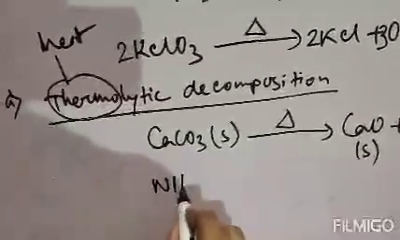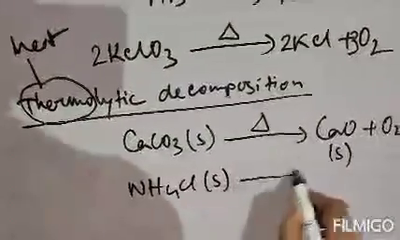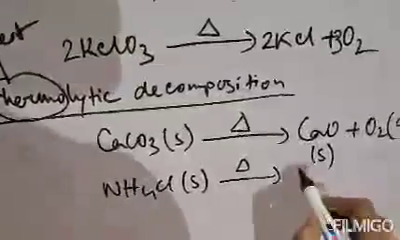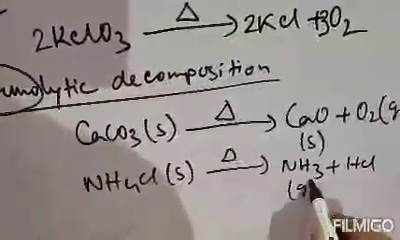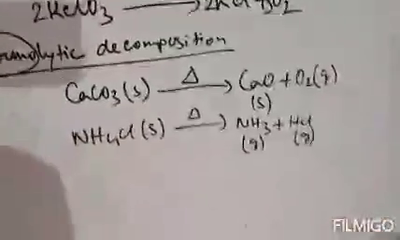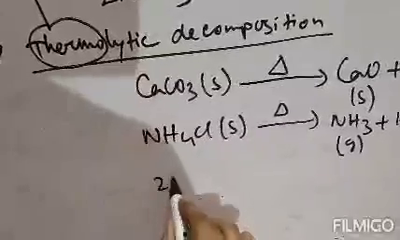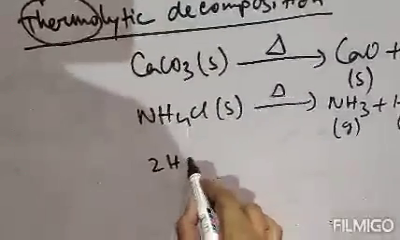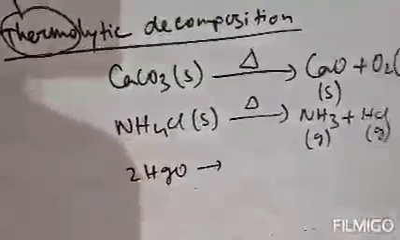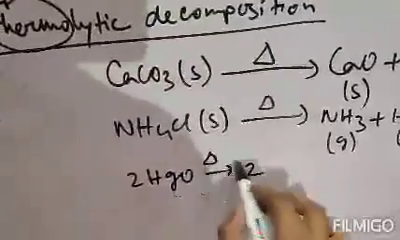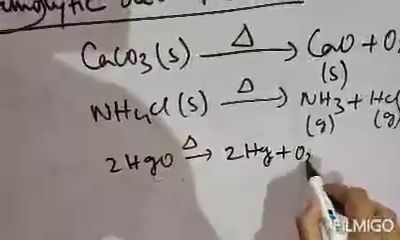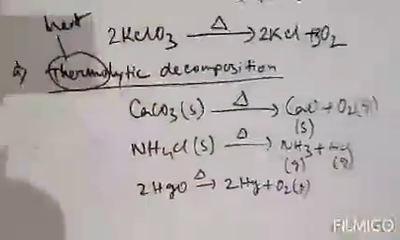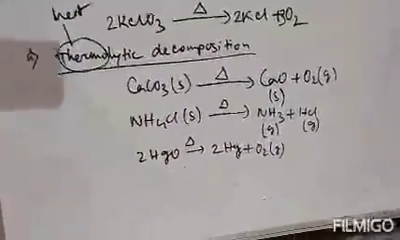Another example, suppose ammonium chloride, this is solid. When heat is applied to ammonium chloride, it decomposes to ammonia and HCl. Ammonia is a gas and HCl here also is a gas. Clear? So this is also a decomposition reaction. Another example, suppose 2HgO, that is mercury oxide. Whenever heat is applied, it decomposes to mercury and oxygen. So this is also a decomposition reaction, or more precisely thermolytic decomposition.